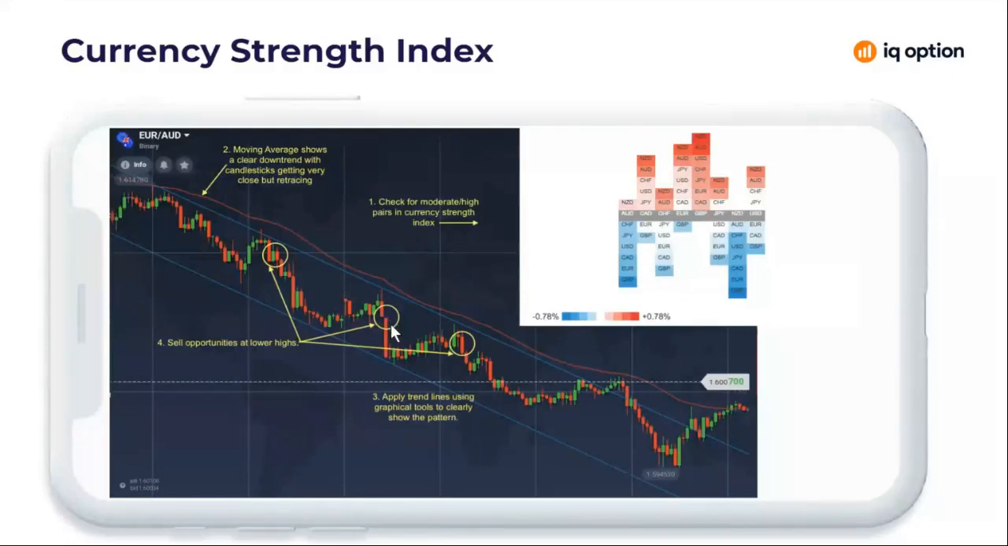This would be another sell opportunity. Let it hit your support line, resistance line, another sell opportunity. Lower highs, we open our sell opportunities.